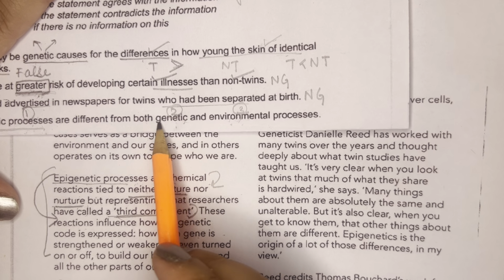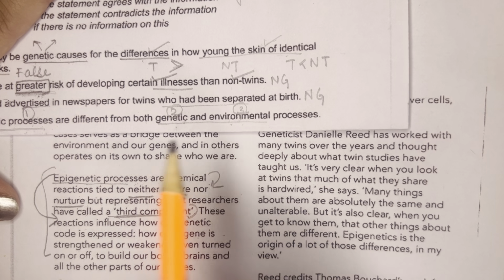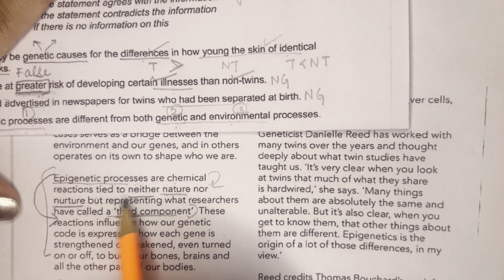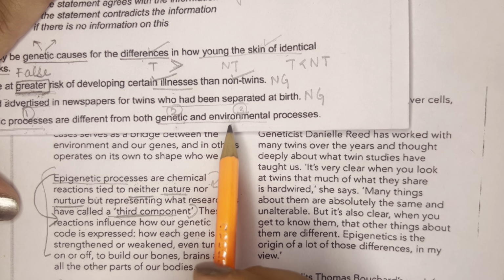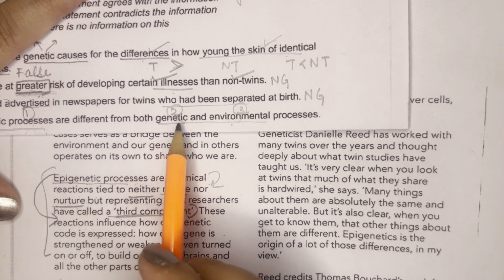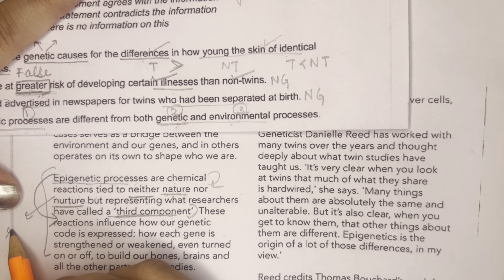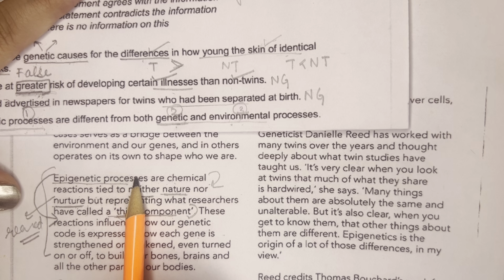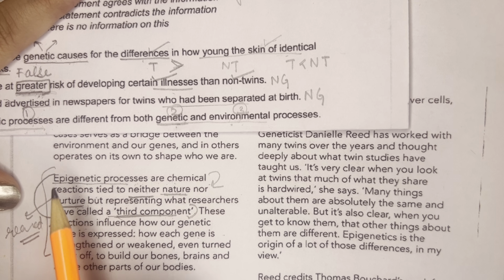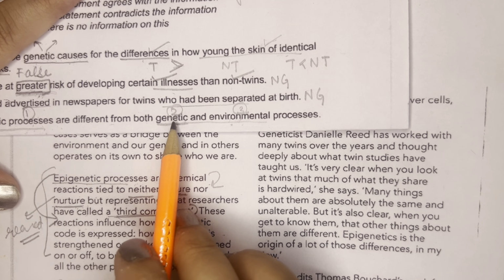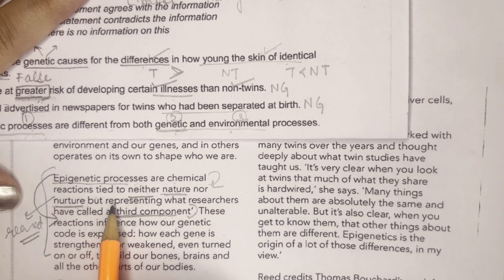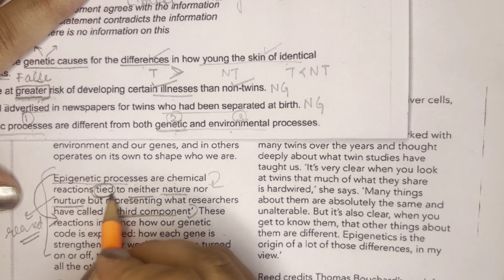So here they have used the words genetic and environmental processes, and for the synonyms they have used the words nature and nurture. So for nature they have used environmental processes, and for nurture they have used the word genetics, like how the twins are reared. So what's the synonym for reared? It's nurtured. So because these processes are neither dependent on nature nor nurture, that means epigenetic processes are different from genetics and environment. So basically not dependent but tied. So the word is tied.